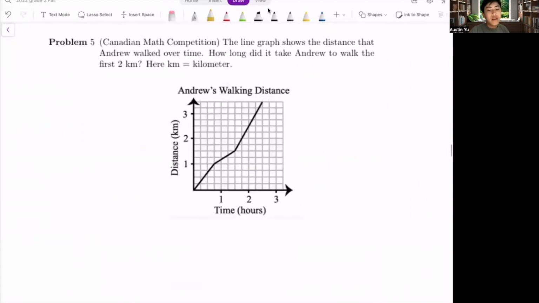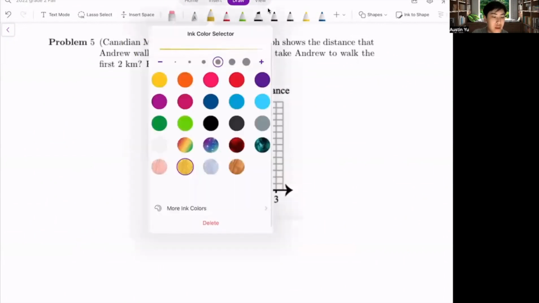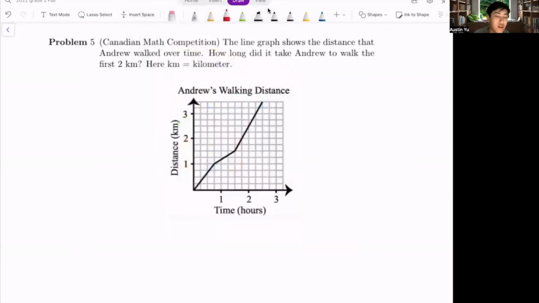Problem 5. The line graph shows the distance that Andrew walked over time. How long did it take Andrew to walk the first 2 kilometers? All right, as we are seeing here, we are given a graph. On the left side, there is the distance, and on the bottom right hand, there is the time in hours. It's asking us how long did it take Andrew to walk the first 2 kilometers.